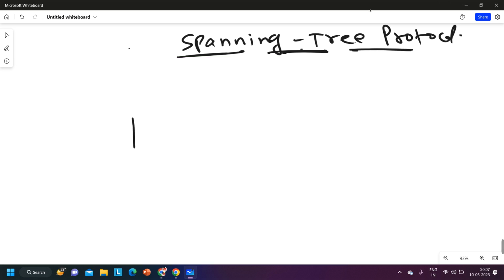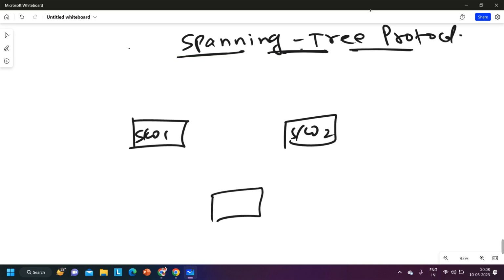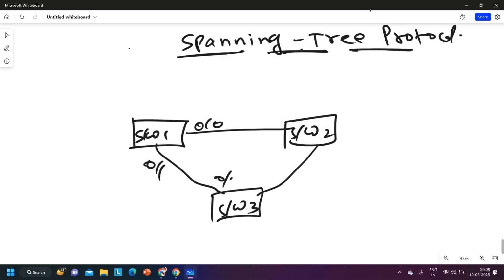See, suppose I have some switches. Let's say switch 1, switch 2, and I have one more switch over here, that is switch 3. Let's say this is 0/0, this is 0/1, this is also 0/0, this is 0/1, this is 0/0, and this is 0/1. What will happen if someone sends one broadcast message to switch 1? One broadcast message, maybe an ARP message or any other broadcast message.